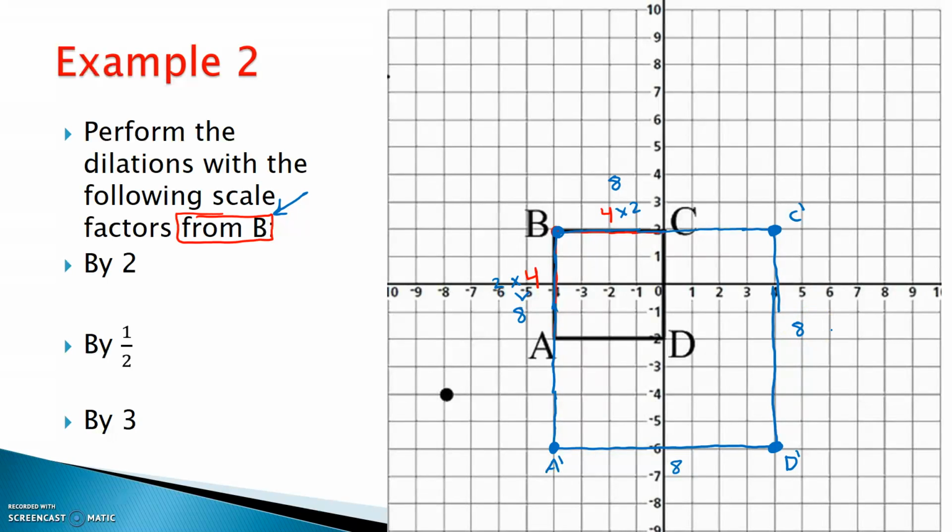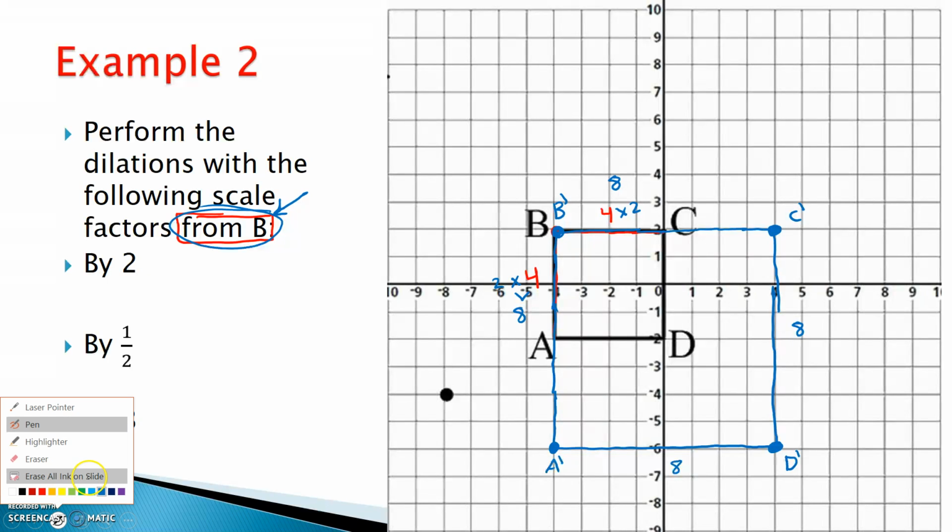Now the secret behind this, again, what's the important piece? From what point? This was all dependent on B, which actually turns into now also B prime. And there we have it. We have an enlargement of a scale factor of 2. Okay, so let's reset this problem here.